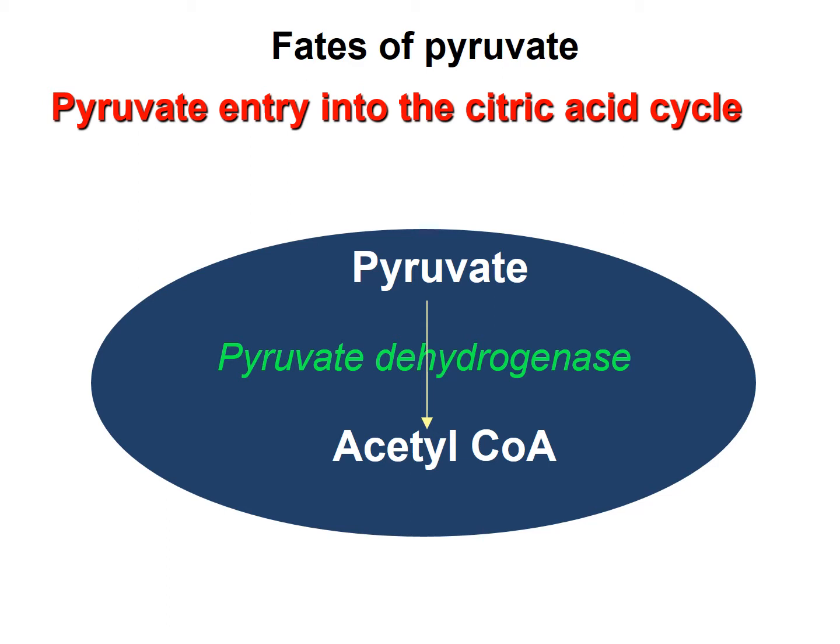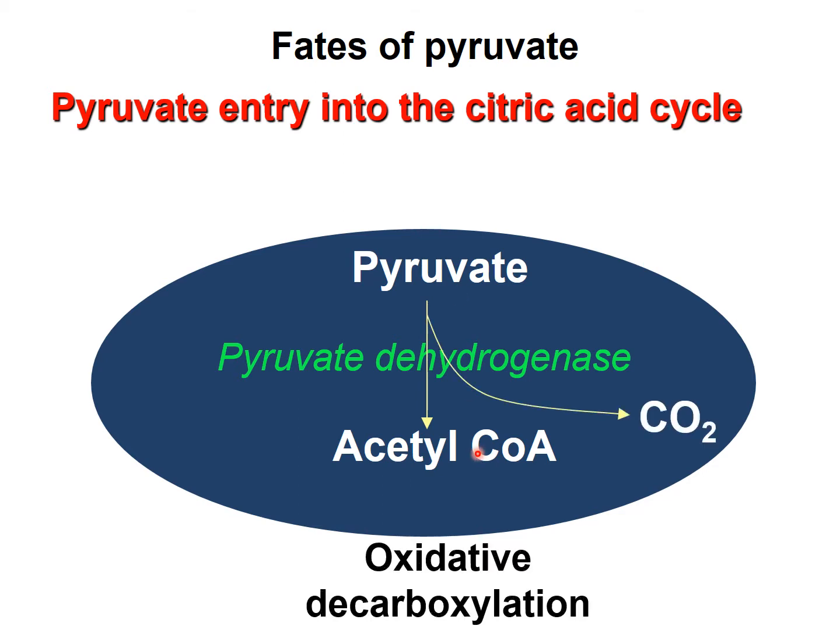So upon arrival, pyruvate, which is 3-carbon, will be decarboxylated to produce a 2-carbon acetyl coenzyme A, and it is the first substrate for the citric acid cycle. And this reaction is catalyzed by the enzyme pyruvate dehydrogenase. So from 3-carbon to 2-carbon means that 1 carbon dioxide is being removed. And this reaction is also known as an oxidative decarboxylation.